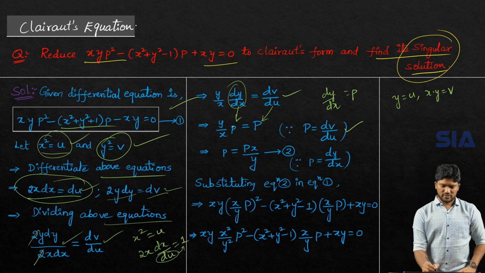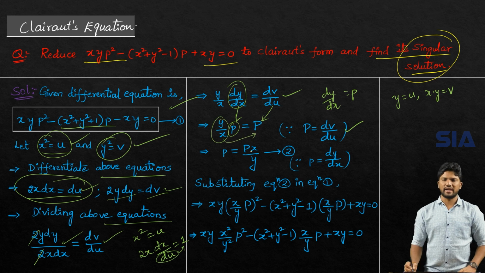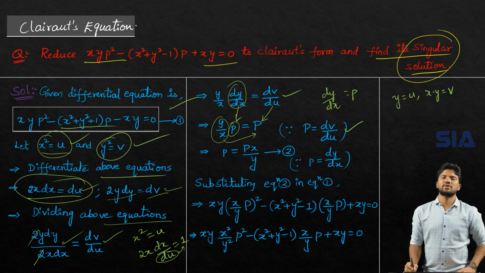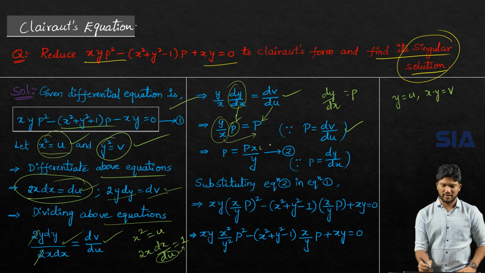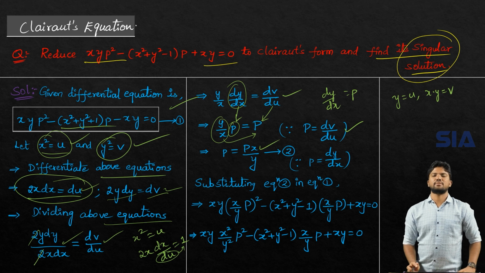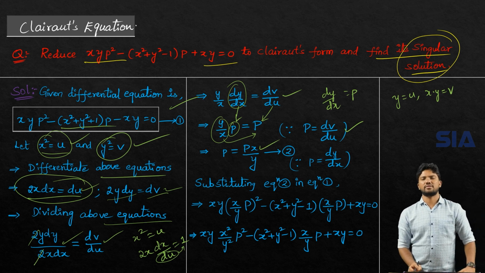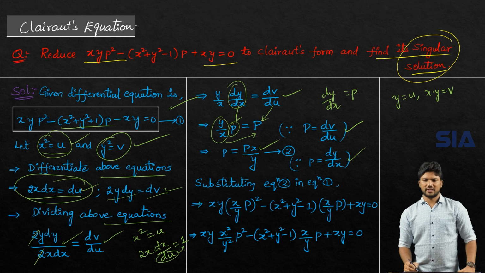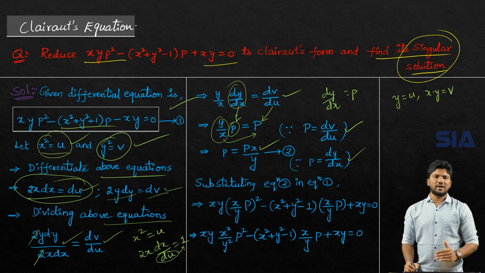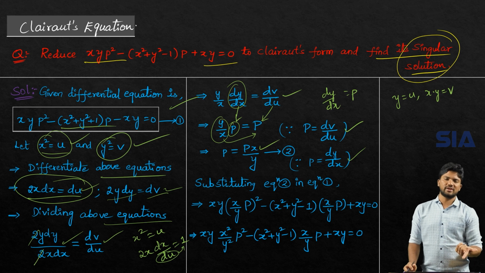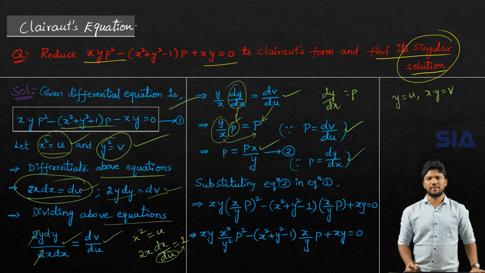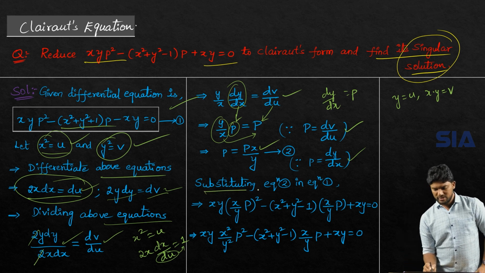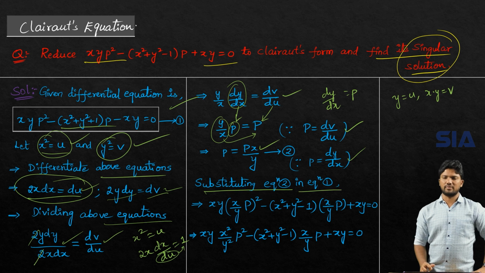From that, we require the small p value. Send this y by x to the right-hand side, then small p is equal to capital P into x by y. That is taken as equation number 2: small p equal to P into x by y, where small p is equal to dy by dx. After getting that small p value, substitute equation number 2 in equation number 1 wherever you have small p.